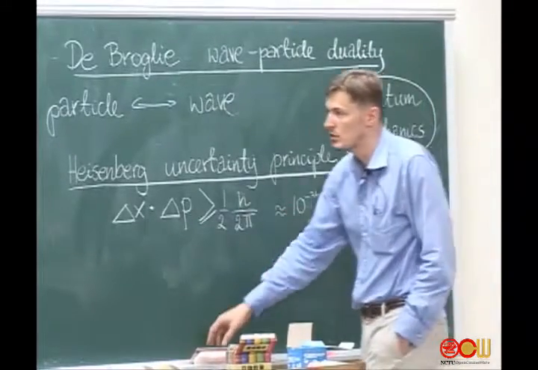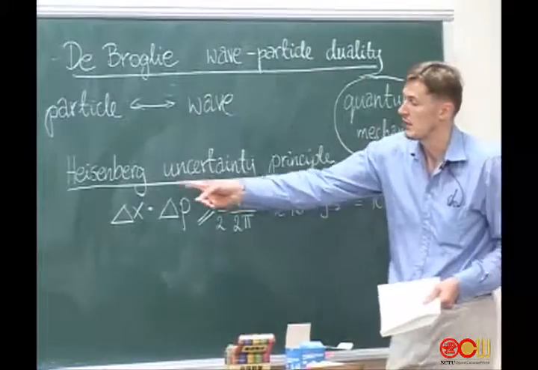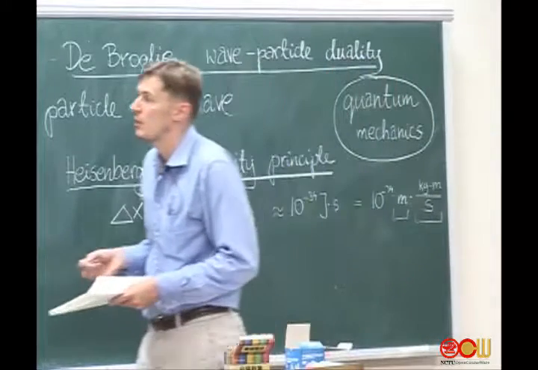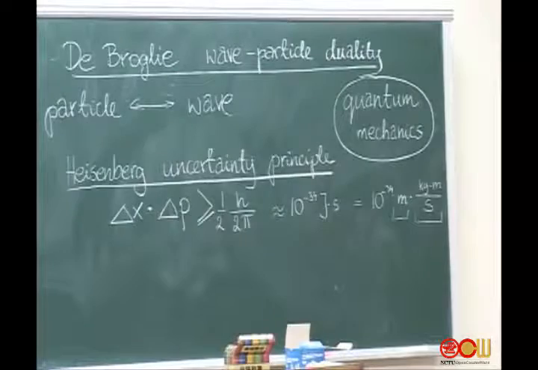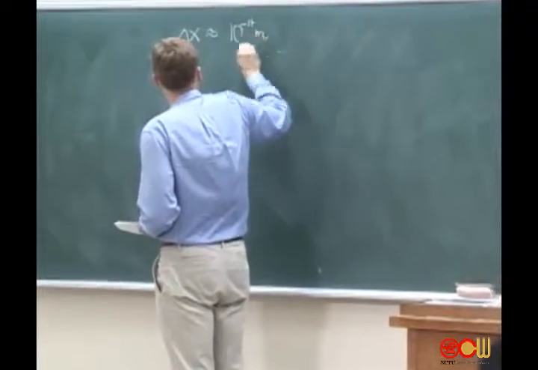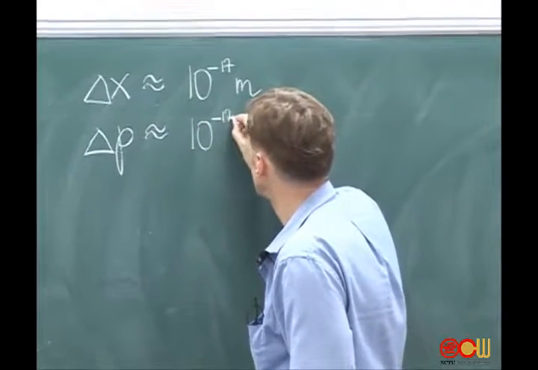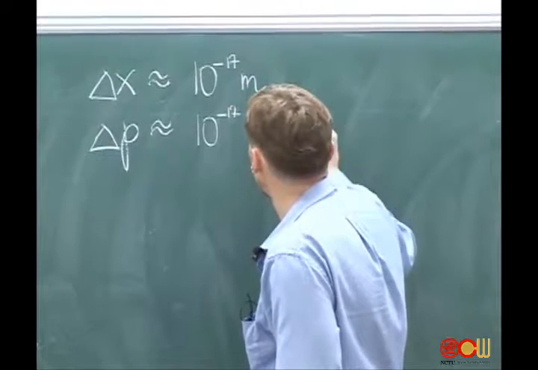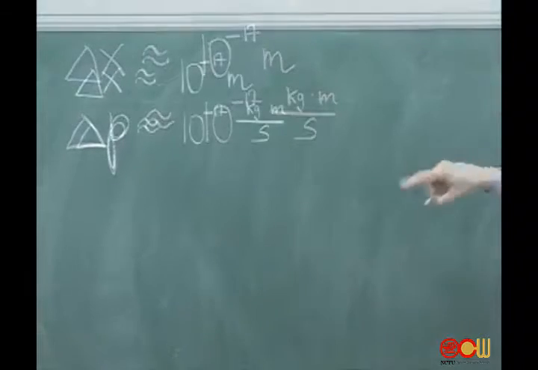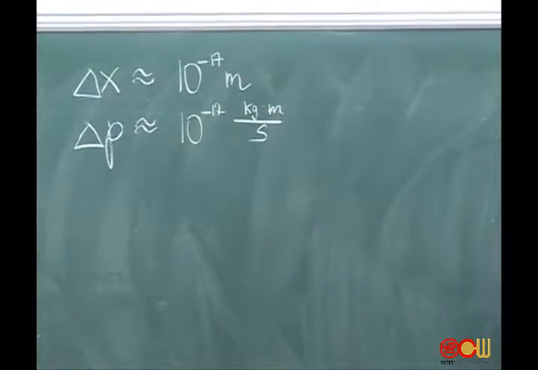Now we should understand what it really means. Let's do some examples. Let's assume that the error we'll be making here and the error we'll be making here are of similar size. If this is true, then delta x would be around 10 to minus 17 meter and delta p would be around 10 to minus 17 kilogram times meter per second. Sometimes, of course, this error can be different. We can better measure speed than position or the opposite. But let's say we have some apparatus which gives similar accuracy.